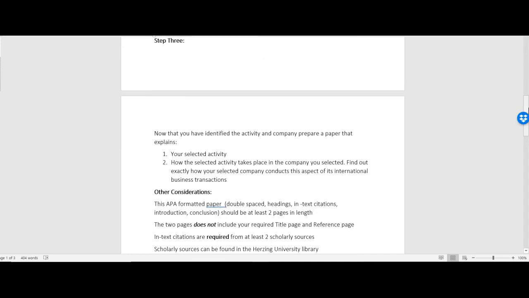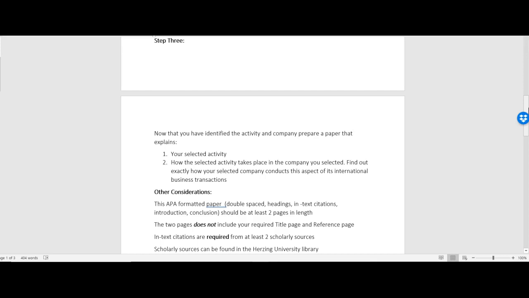Once you've identified the company, you've identified the activity, it's time to write your paper. What I'd like you to do first is explain the activity. So if you chose importing and exporting, what does that mean? If you chose franchising, what does that mean? So you want to do some scholarly research, share in your own words what it means. If you're going to provide an in-text citation, ensure that it is scholarly, not from a dictionary.